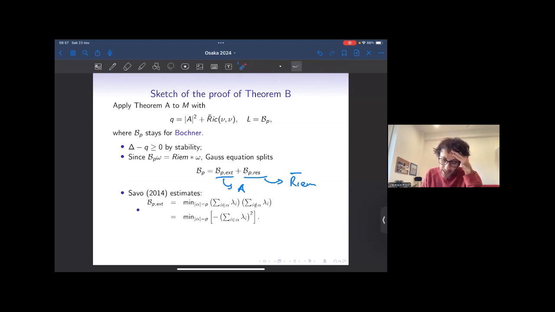A big help arrives from a paper by Alessandro Savo, who estimates the two terms separately. So B_A can be written like this: it is the minimum over multi-indices alpha of order p of the sum of the principal curvatures with index in alpha times the sum of the principal curvatures with index not in alpha. But since our M is minimal, the sum of the principal curvatures is 0, so this term is the opposite of this one, and so we can rewrite it like this.